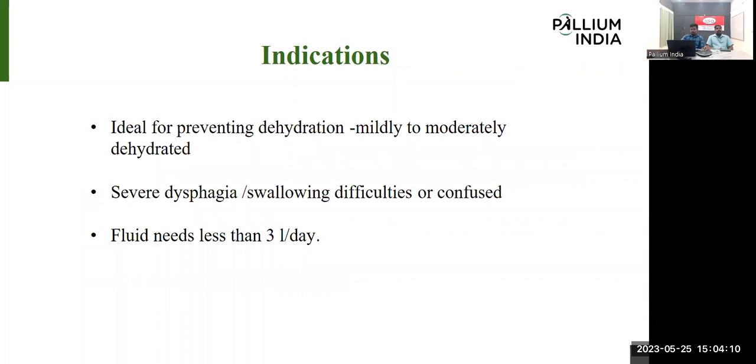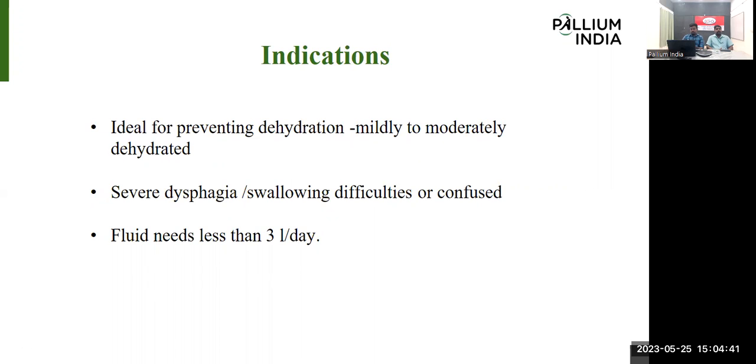So ideally, as I already told, in mild to moderate dehydrated cases we can rehydrate by the subcutaneous route, but in moderate to severe or severe dehydrated patients we cannot rehydrate subcutaneously, because subcutaneous tissue absorption will be poor in moderate to severe and severe dehydrated cases.